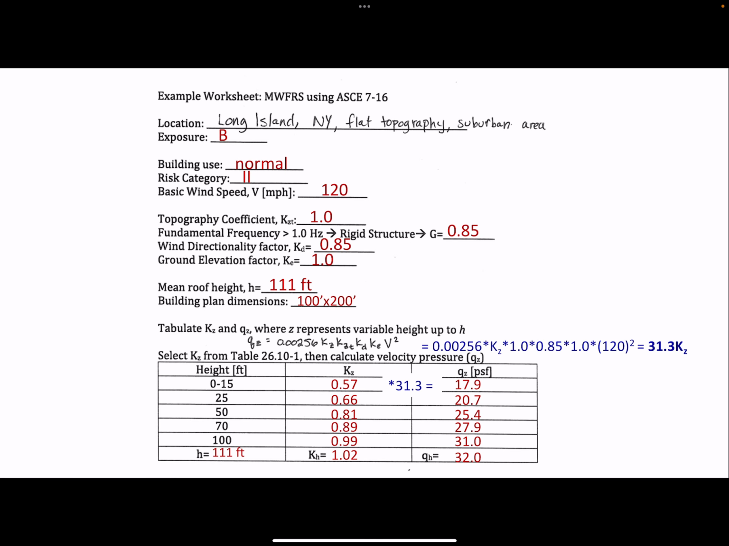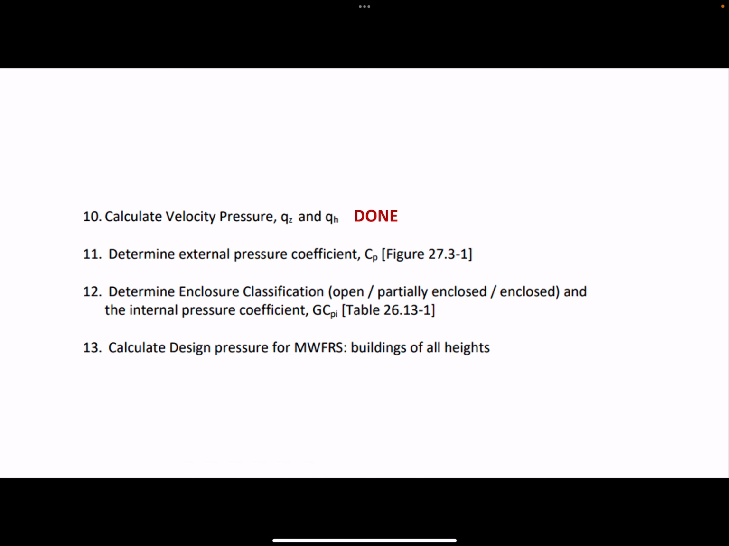So then this is just showing the calculation, and then you get your QZ and QH values. QZ is everything from 0 to 111. QH is just QZ evaluated at 111. So that is the value, that 32, that you would use with the leeward walls and with the side walls. The windward wall, you would use all of the values in that far right column. All right, so now we've gone through steps 1 through 10 in that list.